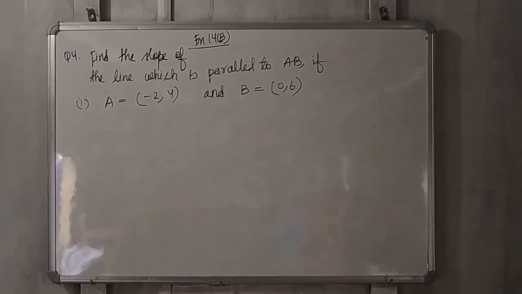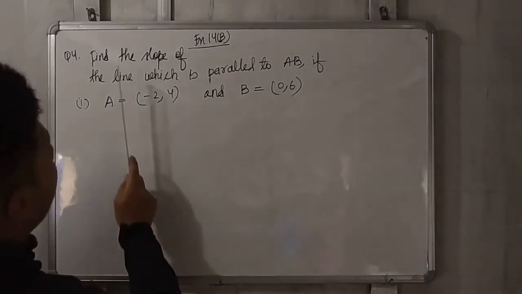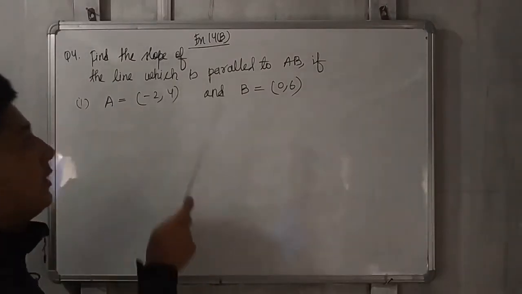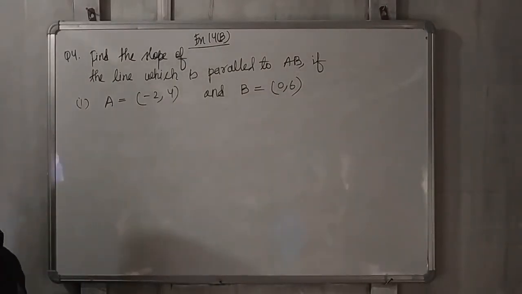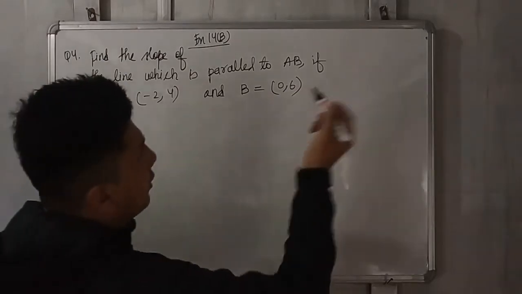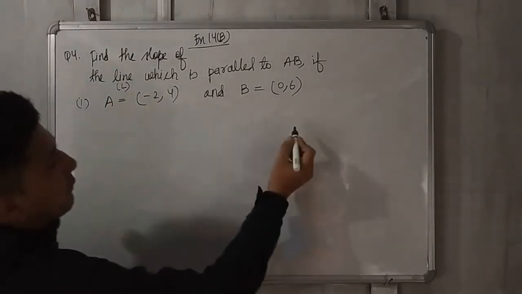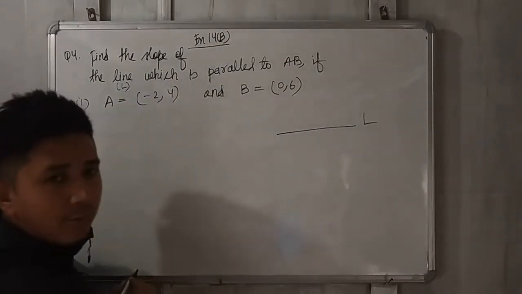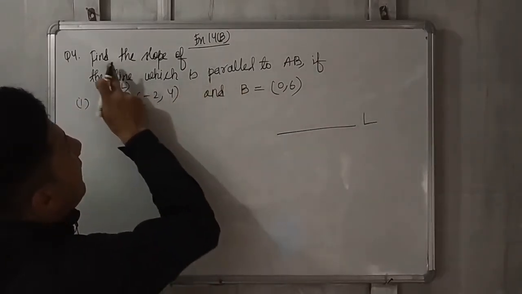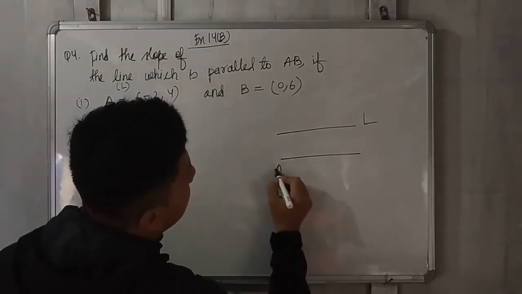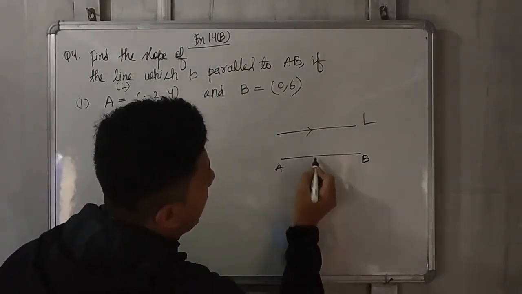Alright, let's move ahead now. The question is telling us, find the slope of the line which is parallel to AB. So, find the slope of the line, let us say capital L. So capital L is this line, which is parallel to AB. So AB is this. Okay, these are parallel to each other.